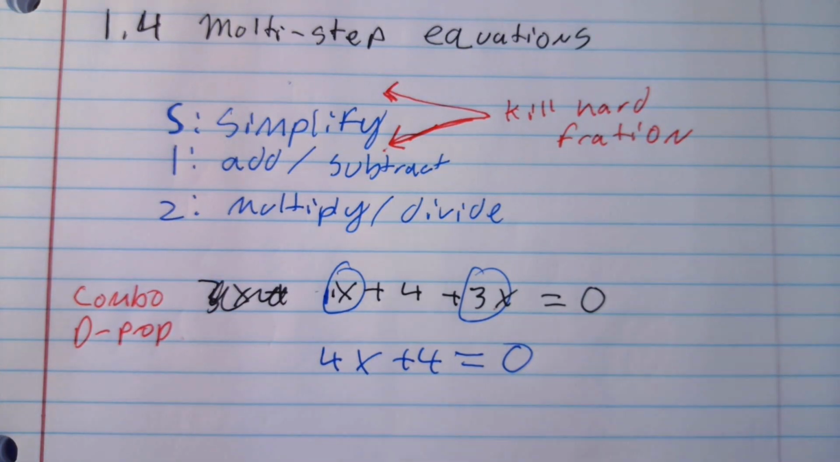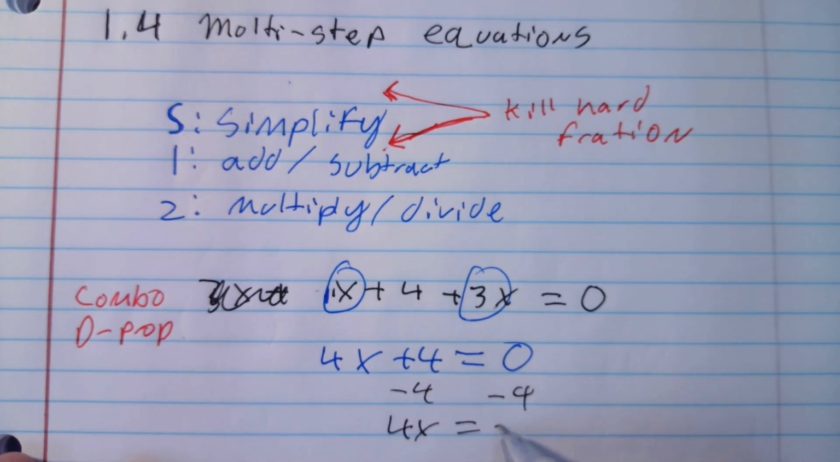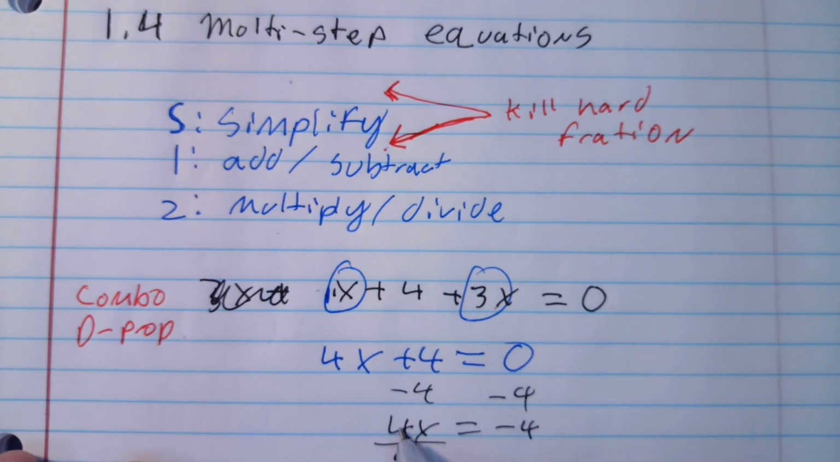And now it's a two-step problem. Add, subtract step: 4x equals negative 4. Multiply, divide step: 4 times x, divide by 4, divide by 4. X equals negative 1, and I'm done.